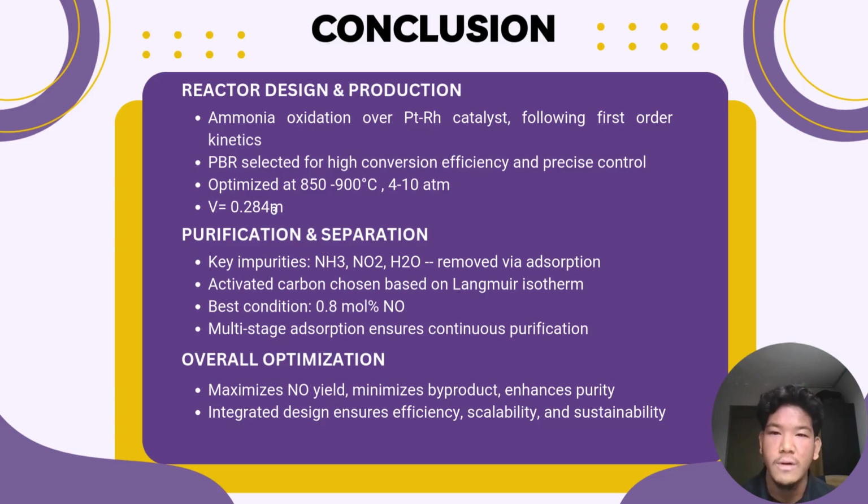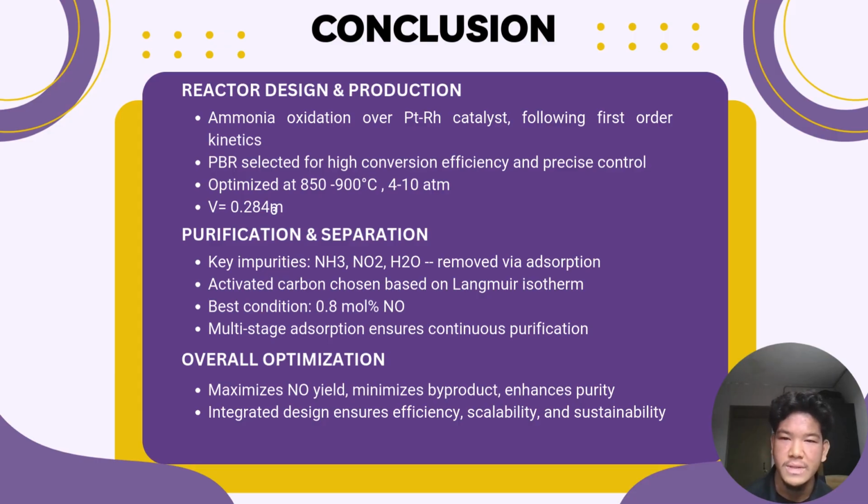Thank you. In conclusion, for reactor design and production, ammonia oxidation follows first order kinetics. A packed bed reactor, PBR, is selected for the reactor. Temperature is optimized at 850 to 900 degrees Celsius at 1 atm. The volume of the reactor is 0.284 meter cubed.